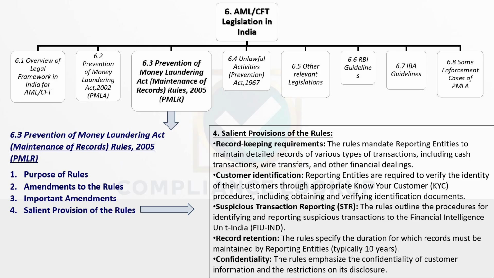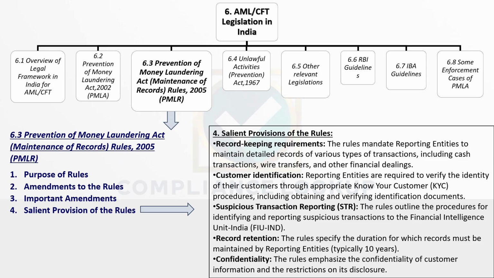Example: a bank will not allow you to open an account without submitting your Aadhaar or PAN card and other proof of address. This ensures that your identity is verified, and if your account is later found involved in illegal transactions, the authorities can trace it back to you.